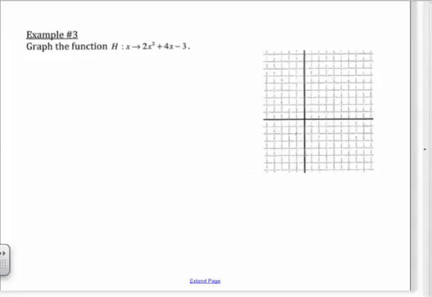Okay, guys, example number 3 says graph the function h that pairs x with the expression 2x squared plus 4x minus 3.